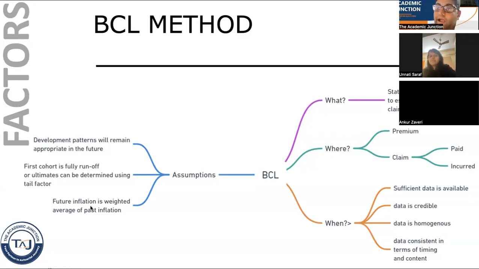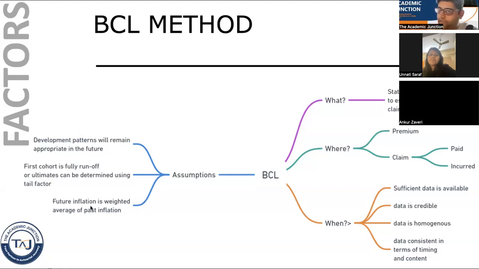Second part is that the first cohort is fully run off, or if it is not run off, the ultimates can be easily determined using a tail factor. So if you just say first cohort fully run off, you will not get marks. You have to mention the tail factor as well, right? There are two assumptions over here. It's not just one assumption. If the first cohort is not fully run off, you can estimate the ultimates using a tail factor. That is the assumption. That's the full assumption, right?